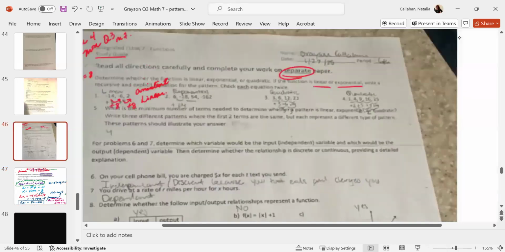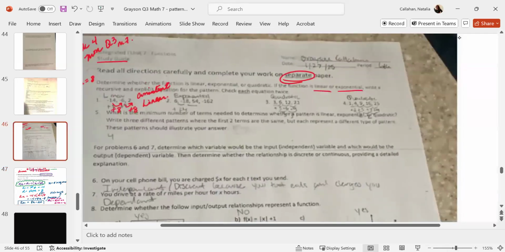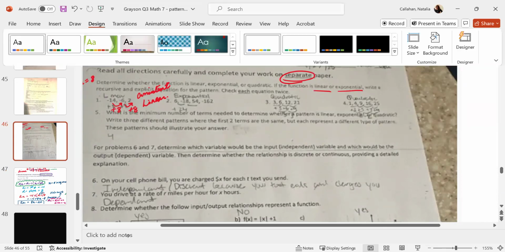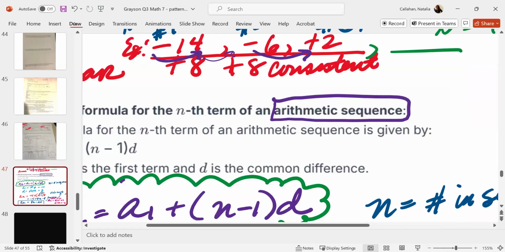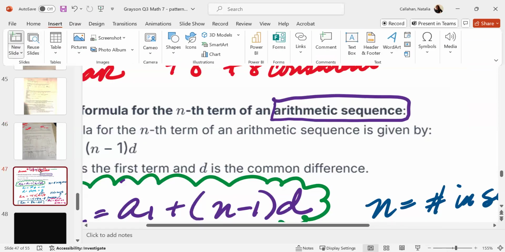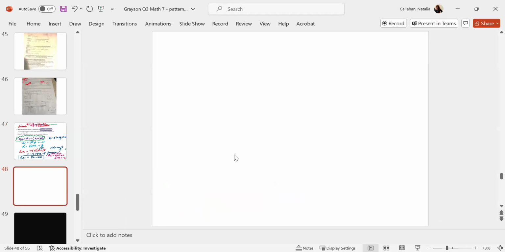All right, let's take a look at 2. So here you have 6 and -18, 18 and +54. So what are your, actually, why don't you give me the numbers here? Okay, what is it?